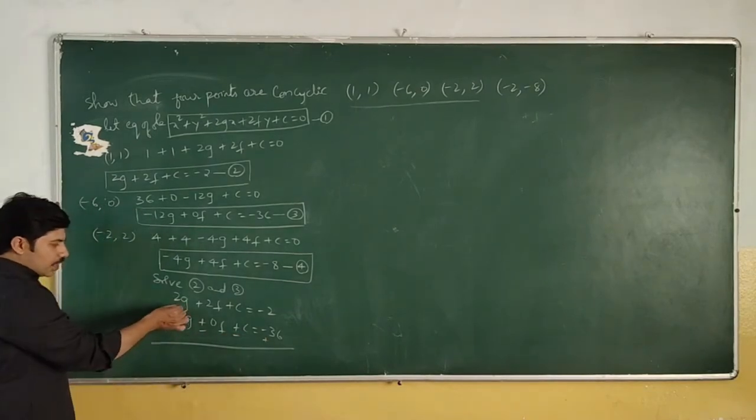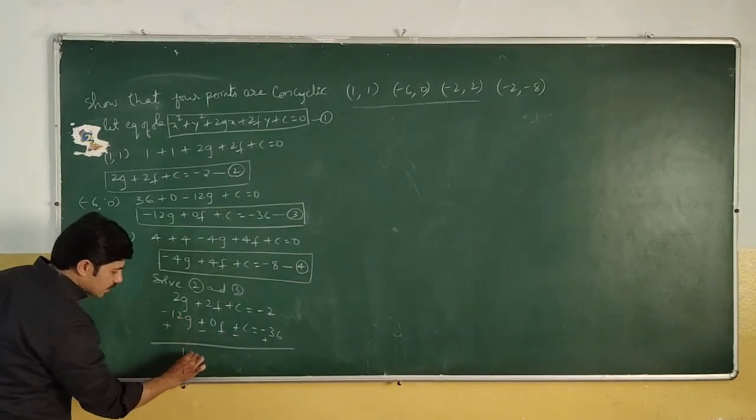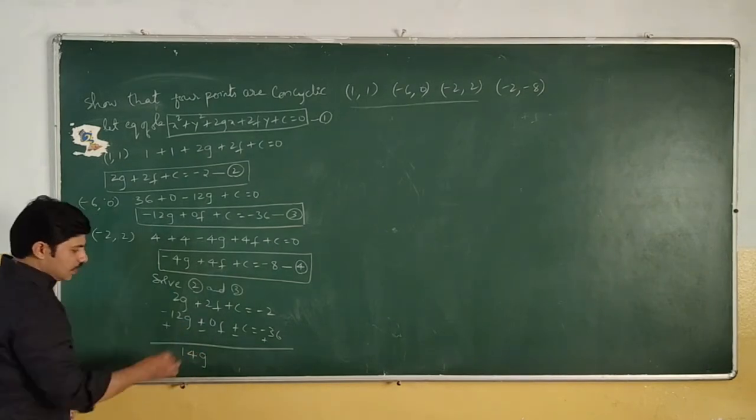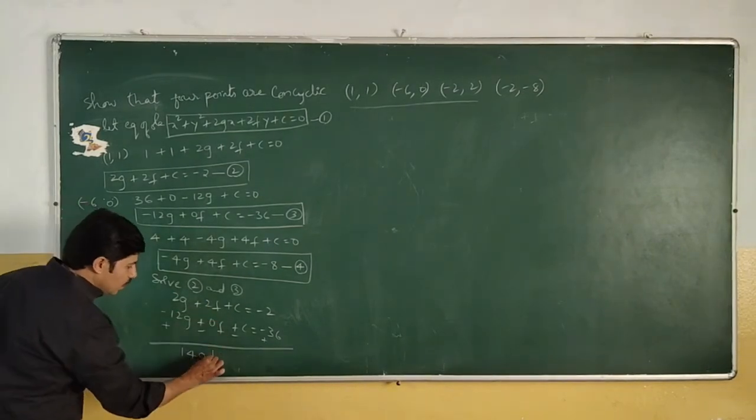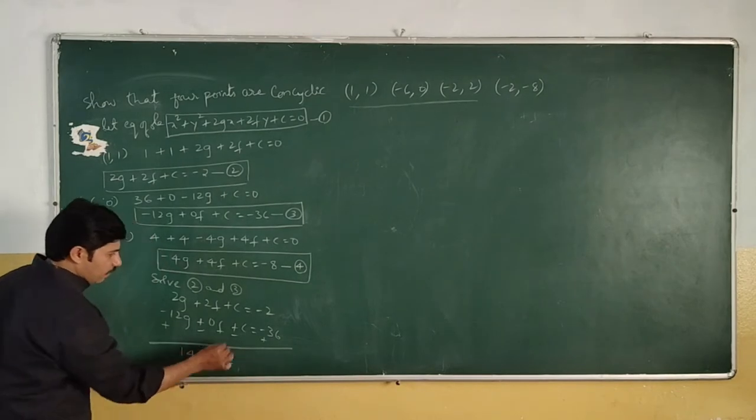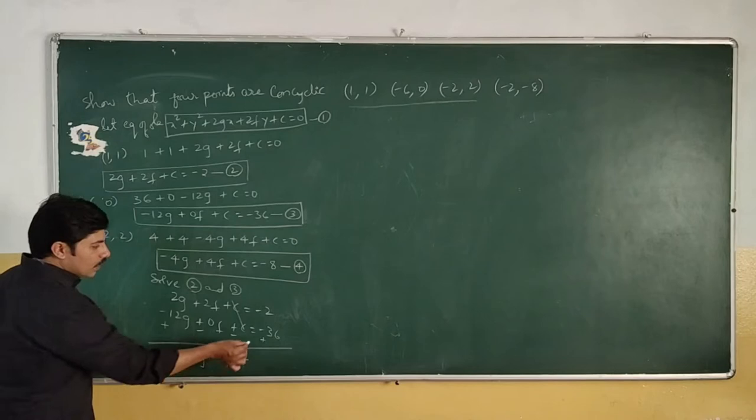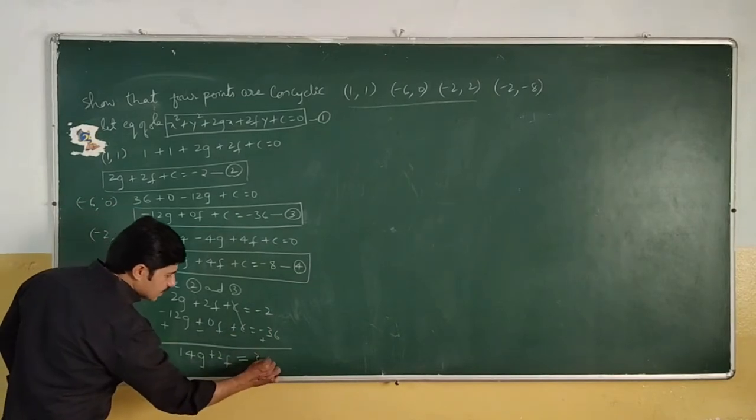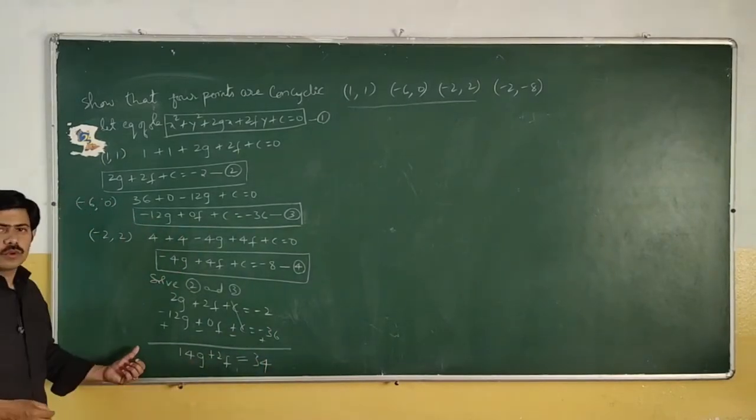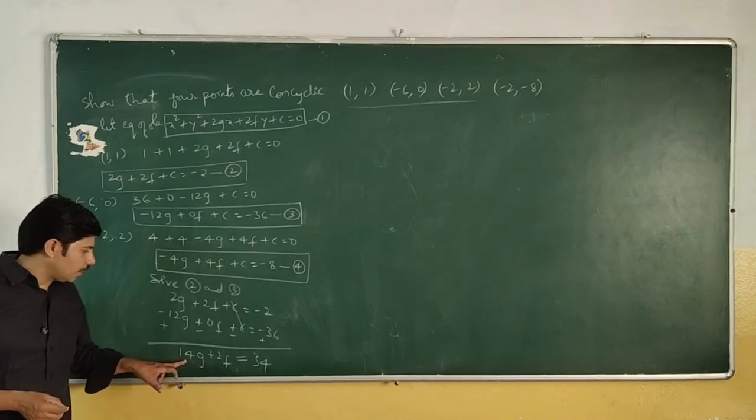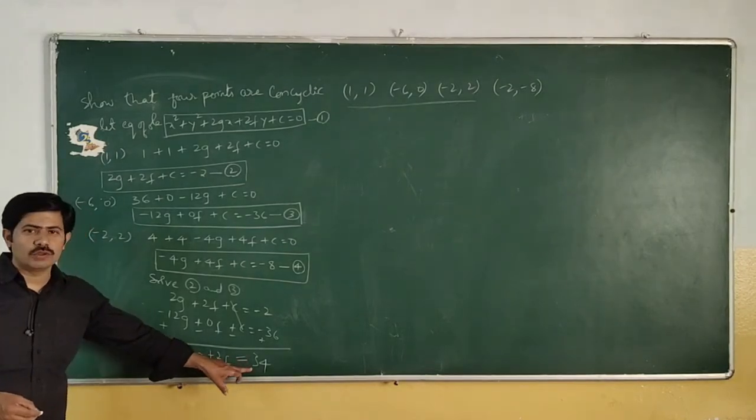So 2G plus 12G is 14G. 2F minus 0 is 2F. Plus C minus C cancels, is equal to 36 minus 2, which is 34. So 14G plus 2F is equal to 34.